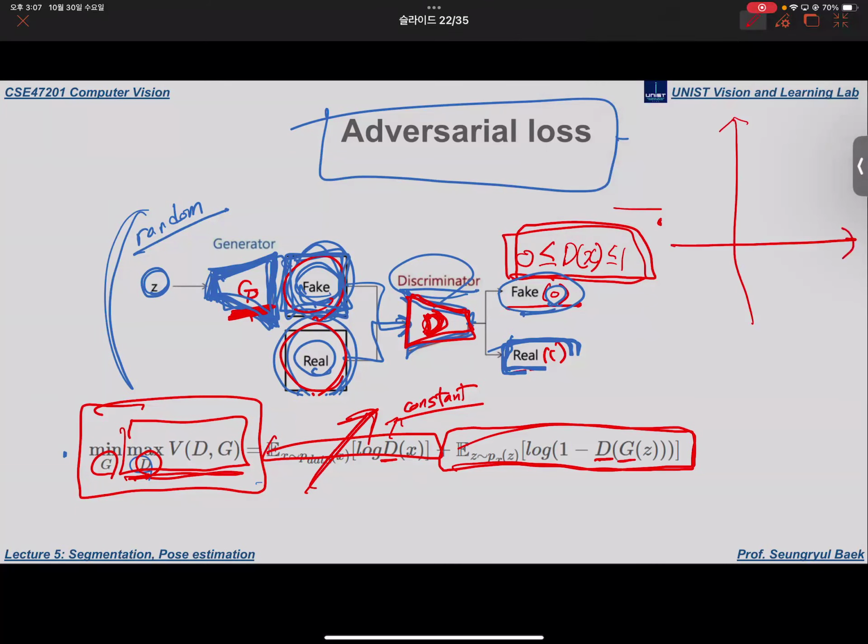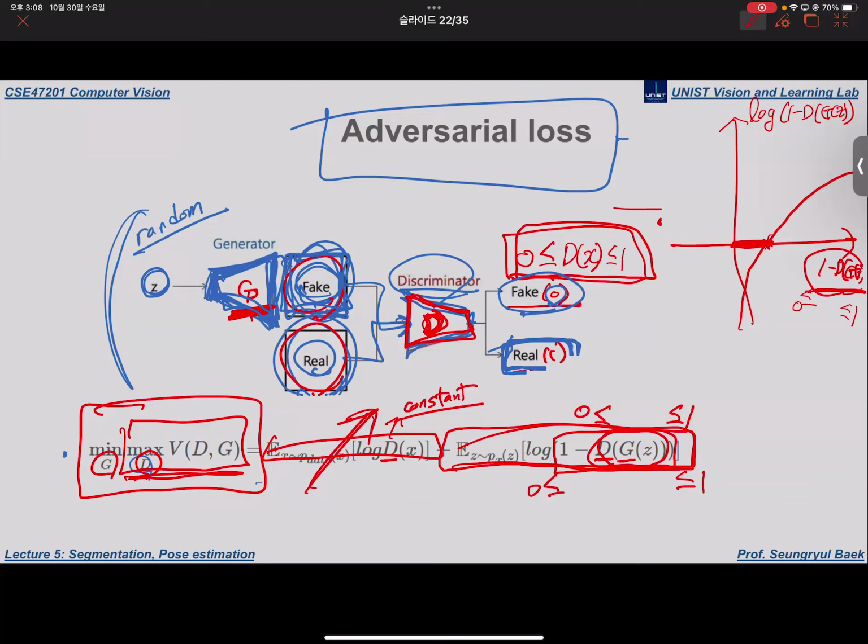Now we will draw 1 minus D(G) here and log(1 minus D(G(z))) here. Anyway, this part is from 0 to 1, so the entire input is again 0 to 1. The log graph always looks like this, and the range of the x-axis is always here because it is from 0 to 1, okay?